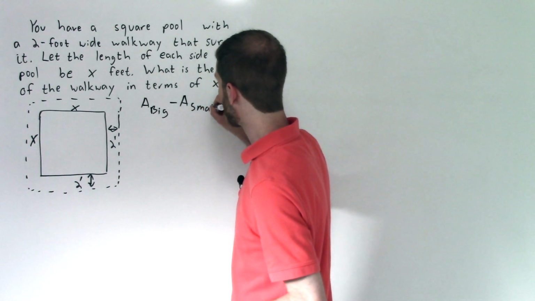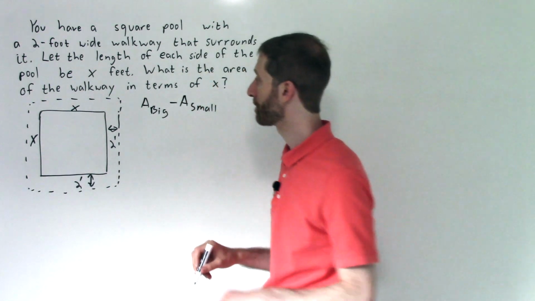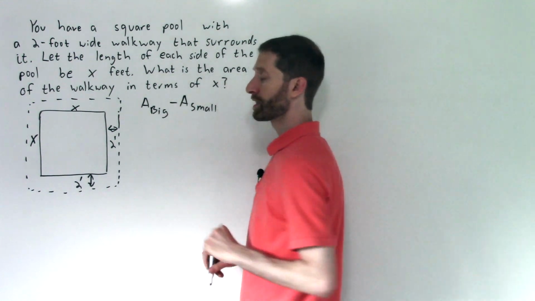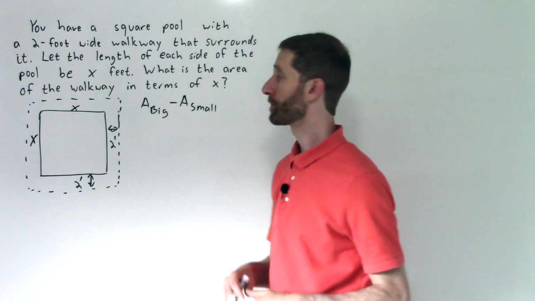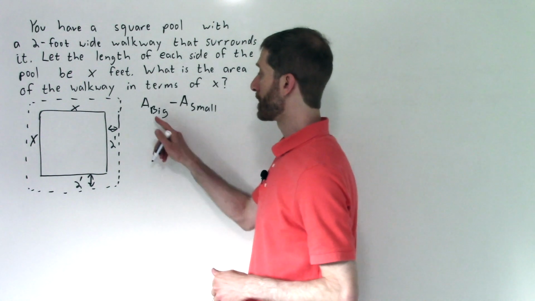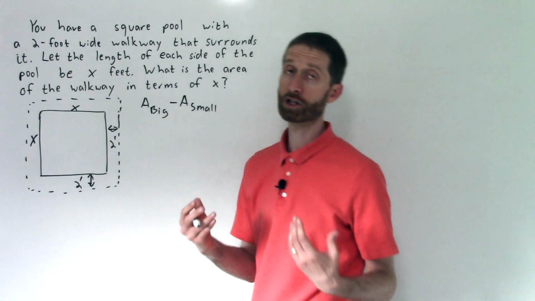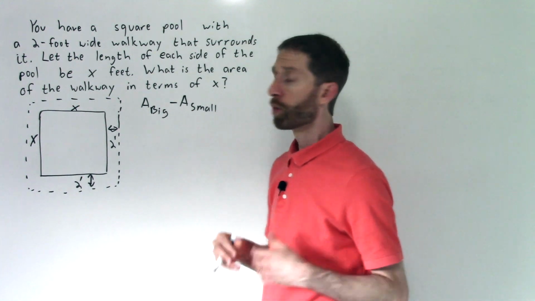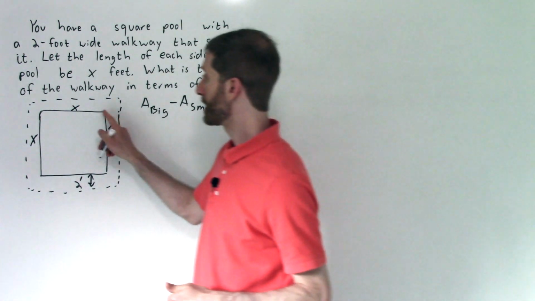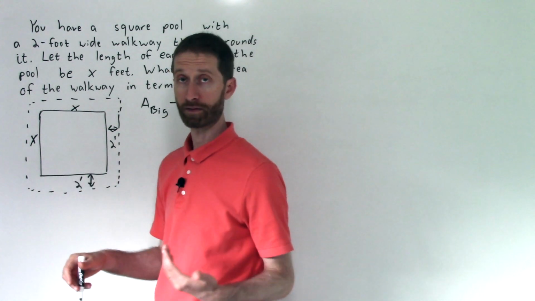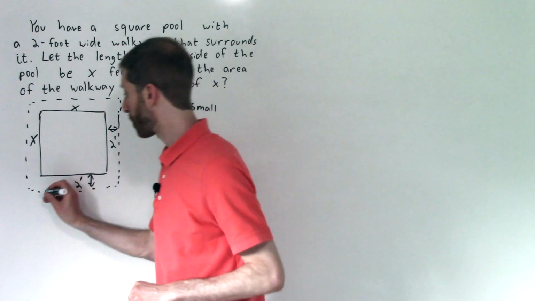This is a lot like a previous video I did. So area of the big minus area of the small is going to get us what we need. We need the expression for the area of everything, including the walkway, minus the expression for the area of the small. Well, the area of a square is each side length times itself. So let's take a look first at what the dimensions are here.